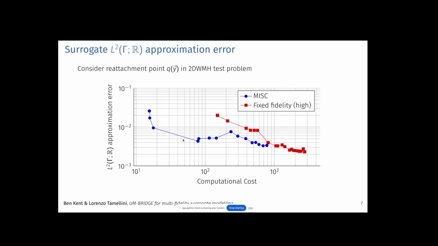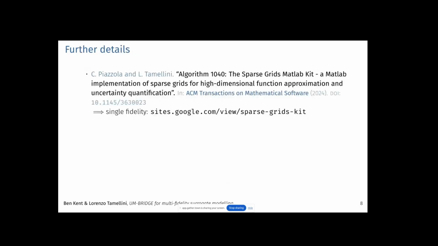So what we're really seeing is that these MISC algorithms and these multi-fidelity algorithms are really going to be advantageous when we've got limited computational cost, or if we only want a moderate level of approximation accuracy. But in these circumstances, they are pretty powerful. So this was just an overview of multi-index stochastic collocation and multi-fidelity approximation.